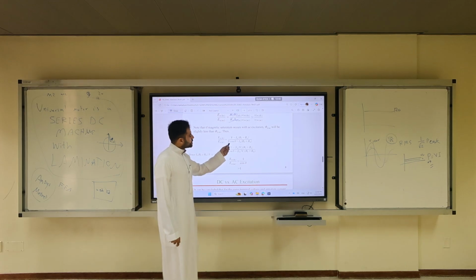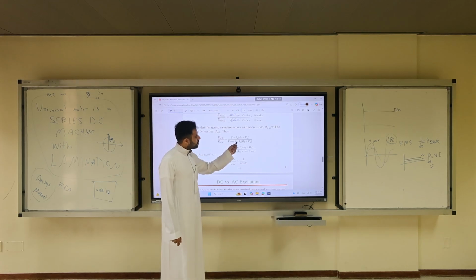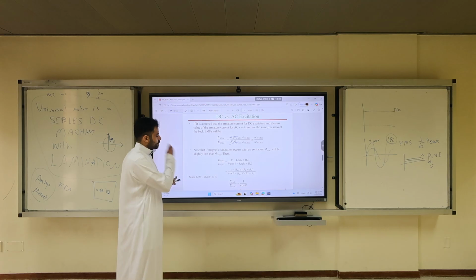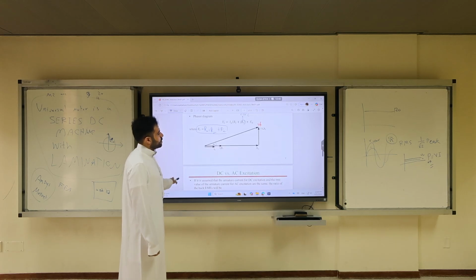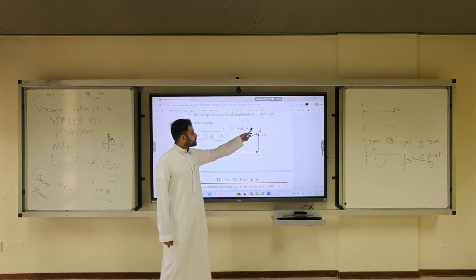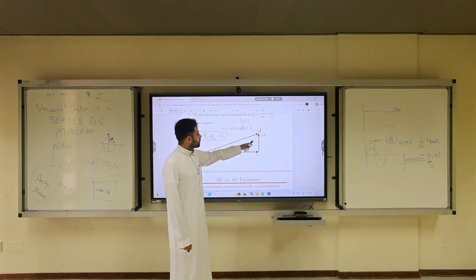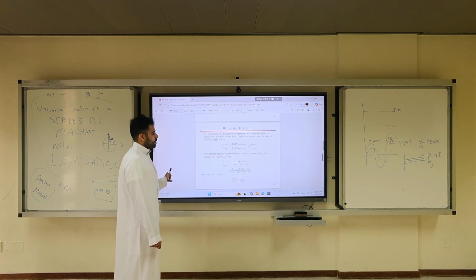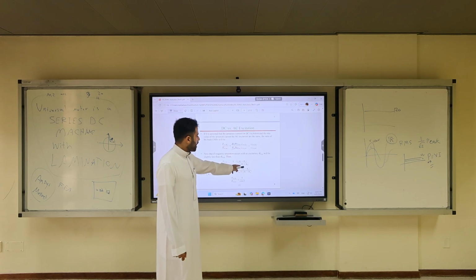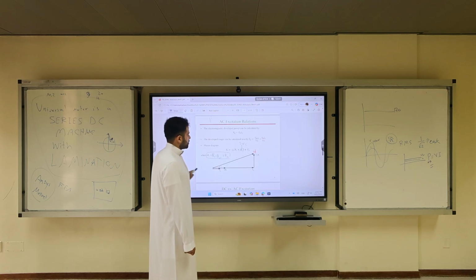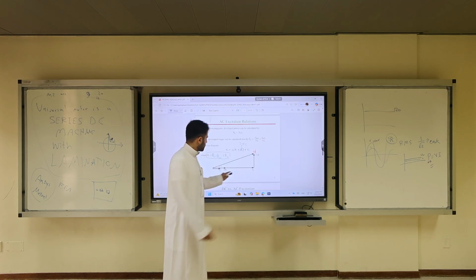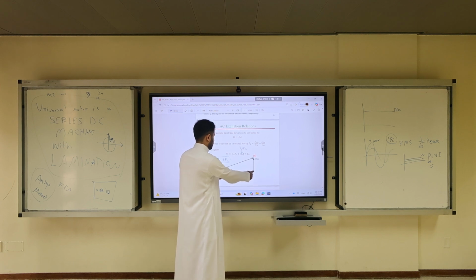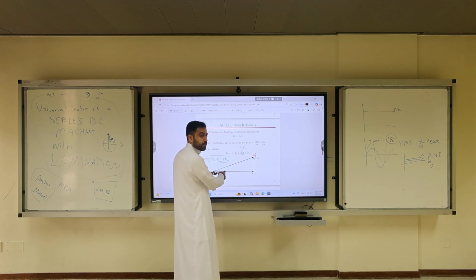For AC, the EA is V cosine theta minus IA RF. Let's see it from here. EA is VT cosine theta minus IA RF. So EA is actually this vector. It's VT cosine theta minus this component. Do you agree with me?